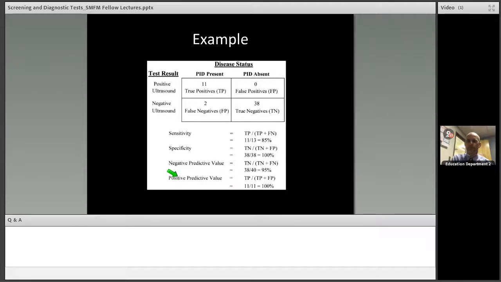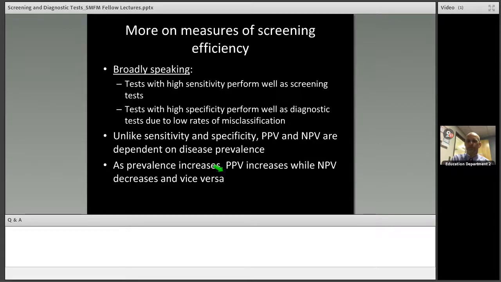Finally, the positive predictive value is the true positive divided by all of the positives. So true positive plus false positive. So in the example we've given, again, it will be 11 divided by 11. So you have 100% positive predictive value. Okay, so I hope that's clear so far.